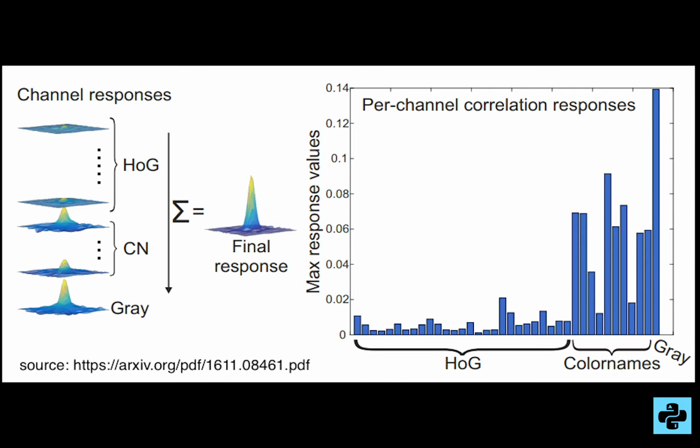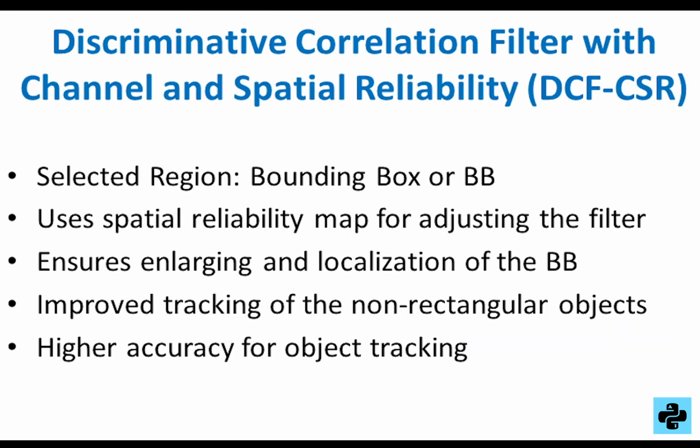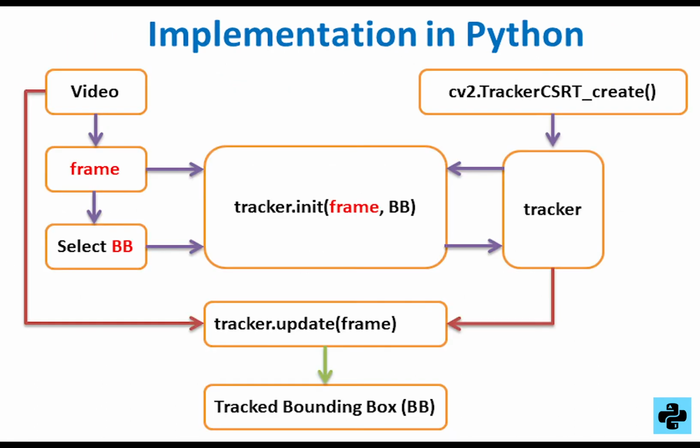These are summed to obtain the final single channel correlation response. Note that maximum values of channel responses may vary by orders of magnitude. This tracker ensures enlarging and localization of the bounding box. Even, it can track an object that rotates during its motion. It has relatively high accuracy of object tracking.